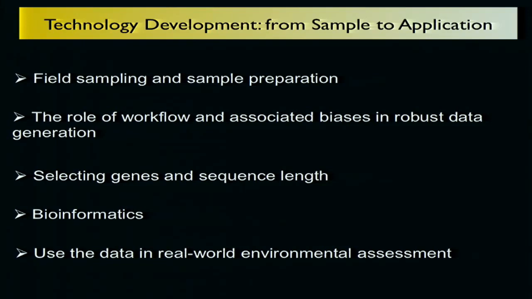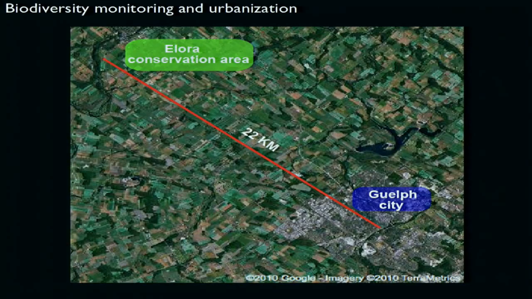And we have been doing some of this, but our first experiments started in our backyard. This is the city of Guelph. You call it a city or a town or pseudo-city. Anyways, it's not a very big city. And then there is a conservation area not so far from Guelph called Elora Conservation Area. We started looking at these two sites as our experimental sites to understand this biodiversity through this system.